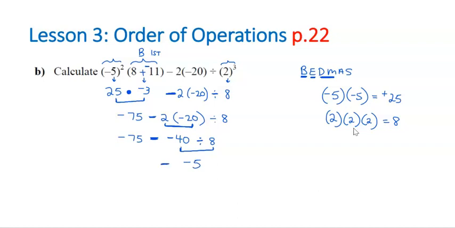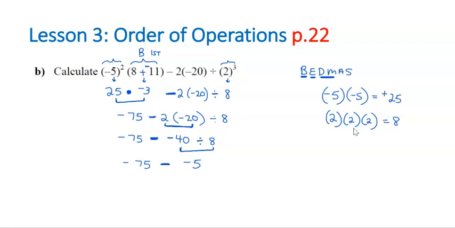Now I'm going to copy my last little bit and reassess. Negative 75 minus negative 5. I want to get rid of this double negative. I do not want subtraction with integers. Now I'm going to do same change opposite.